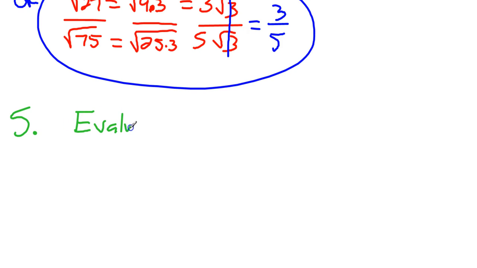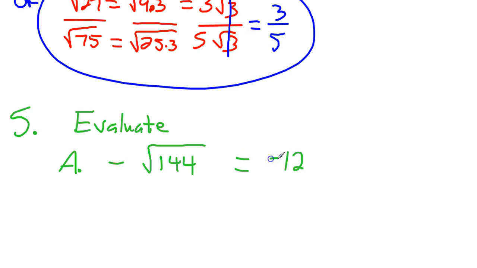For 5, basically the same thing. This one says evaluate. It's still pretty much the same thing as simplify. We'll do a couple of different ones here. Maybe it's the negative square root of 144. The square root of 144 is 12, and in that case the negative is out front, so you just put the negative in front. So that's just negative 12.